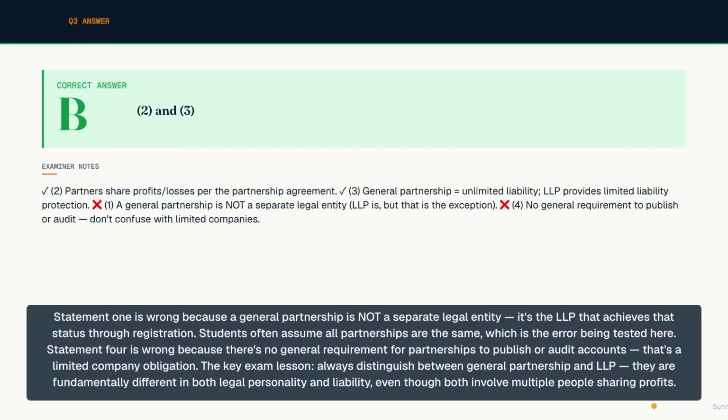Students often assume all partnerships are the same, which is the error being tested here. Statement 4 is wrong because there's no general requirement for partnerships to publish or audit accounts. It's a limited company obligation. The key exam lesson: always distinguish between general partnership and LLP. They are fundamentally different in both legal personality and liability, even though both involve multiple people sharing profits.